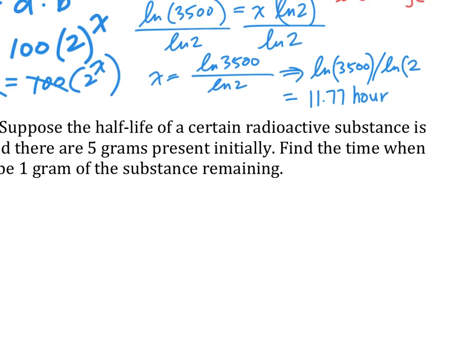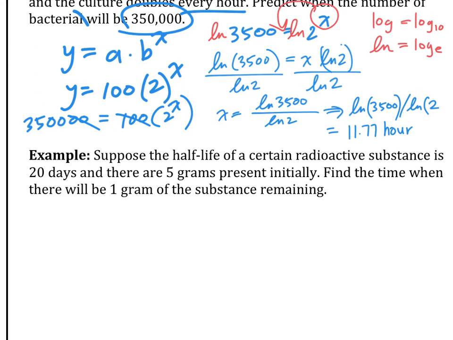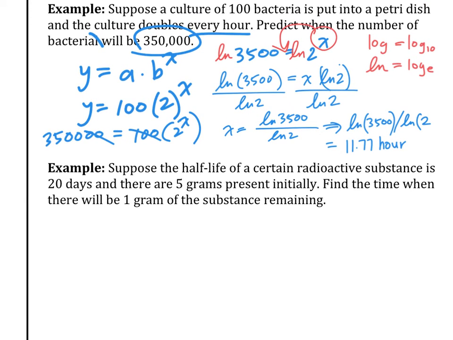Okay, let's look at another question. Suppose the half-life of a certain radioactive substance is 20 days and there are 5 grams present initially. Find the time when there will be 1 gram of the substance remaining. So again, this is y equals a times b to the x, except this one is not just an x, this is x over t.